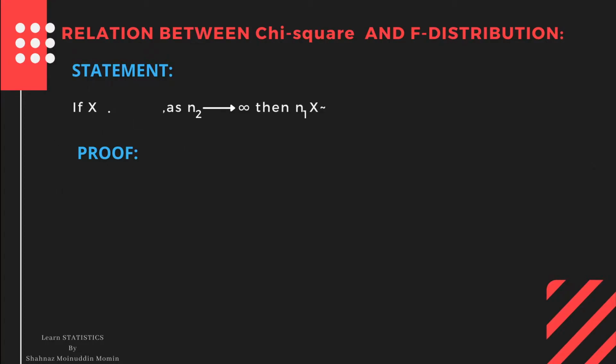If X follows an F distribution with parameters n1, n2, and as n2 tends to infinity, then n1x will follow a chi-square distribution with n1 degrees of freedom. Chi-square with n1 degrees of freedom.